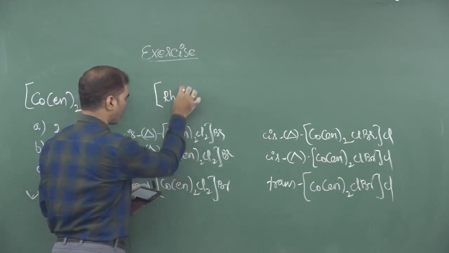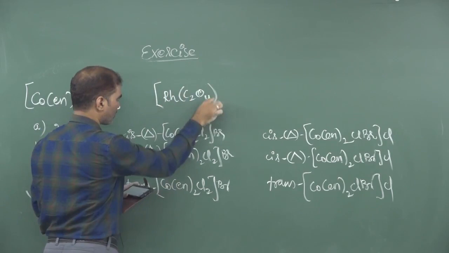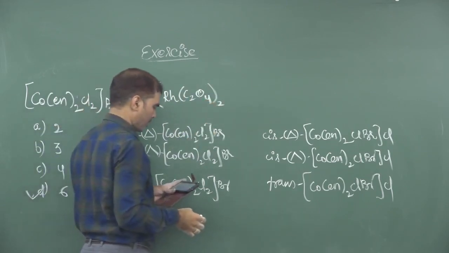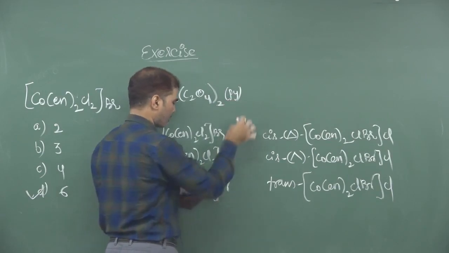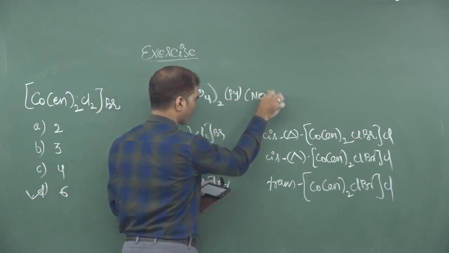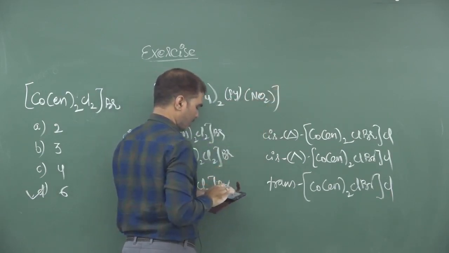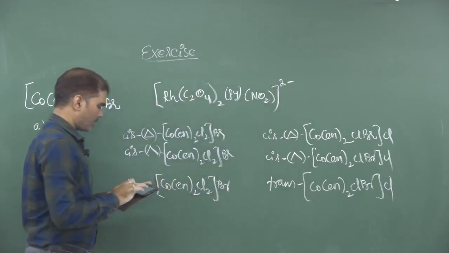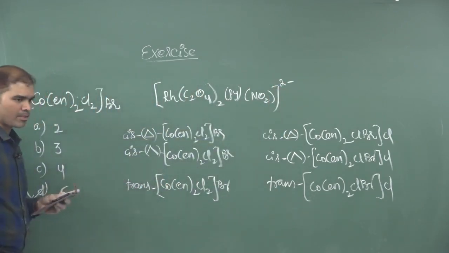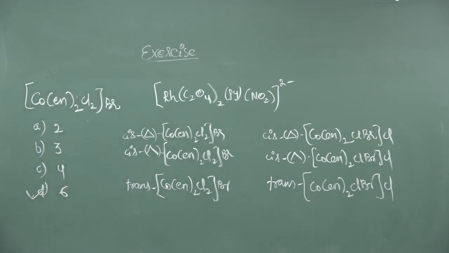I am not giving you the options, you just give me the answer. Rhodium, C2O4 taken twice, oxalato, pyridine, NO2 2 minus. What are the number of isomers?